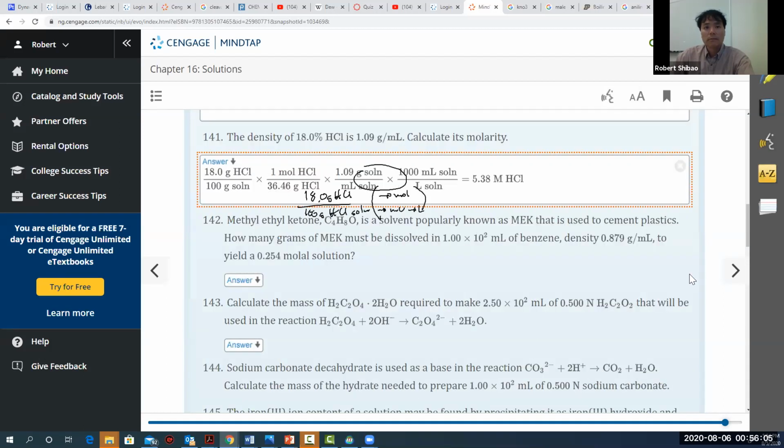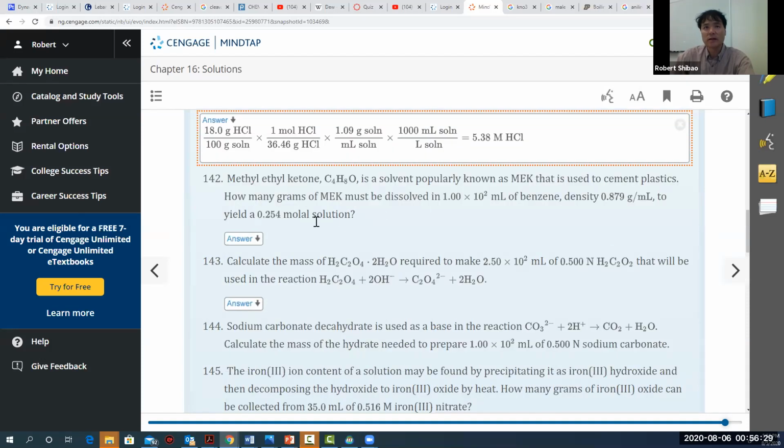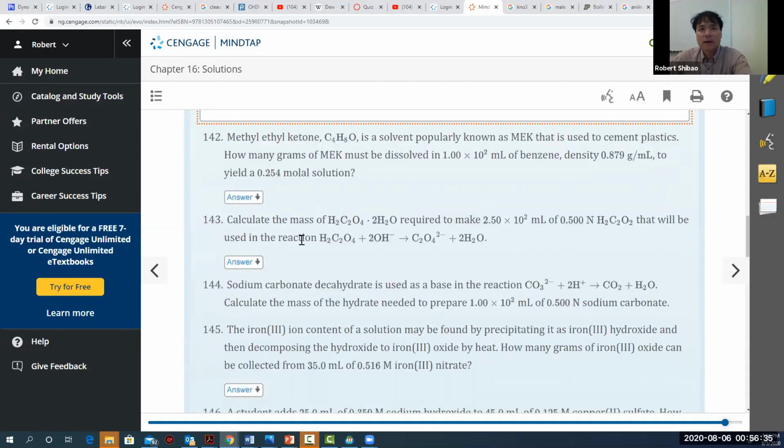Okay. Methyl ethyl ketone is a solvent popularly known as MEK, that is used in cement plastics. How many grams of MEK must be dissolved in 100 milliliters of benzene to yield a 0.254 molal solution? So this is very similar to calculations we were doing earlier. We did lots of molality calculations, so I'm going to skip this one. Calculate the mass of oxalic acid dihydrate required to make 250 milliliters 0.500 normal. This is normality, skip that.